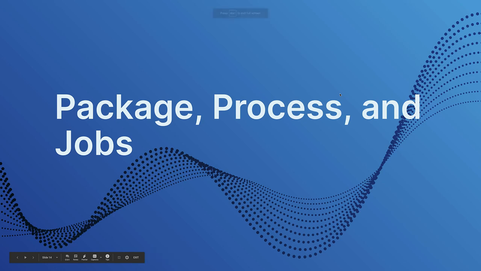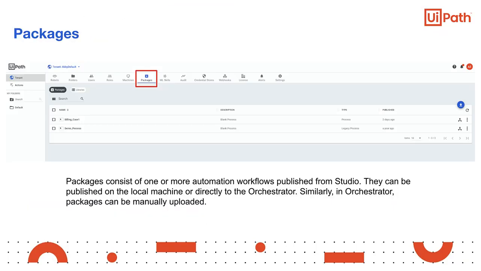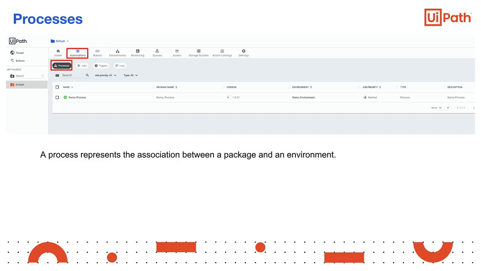Now let's talk about package, process, and jobs. Earlier we mentioned that a package is an uploaded workflow, and you can upload the workflow from the UiPath Studio, or you can directly upload a file in Orchestrator. And a process is a package assigned to an environment, so it's a combination of a package and an environment. And you can access the process by going to the default folder, going to Automations, and clicking Processes.